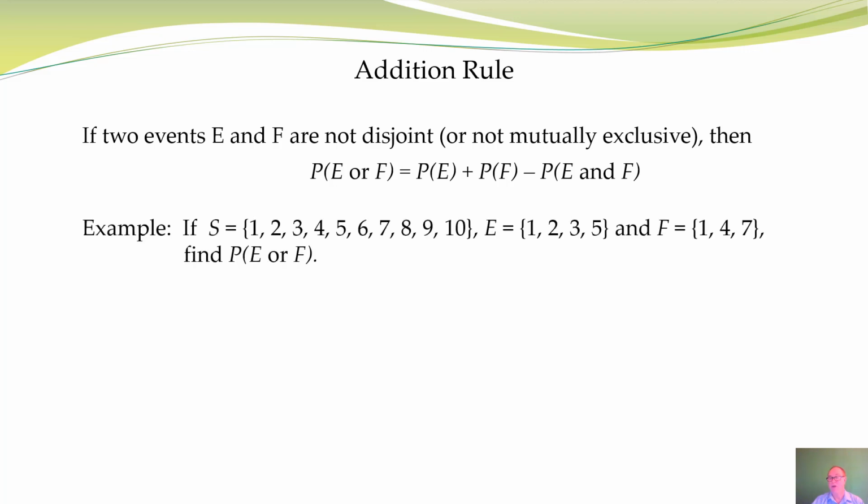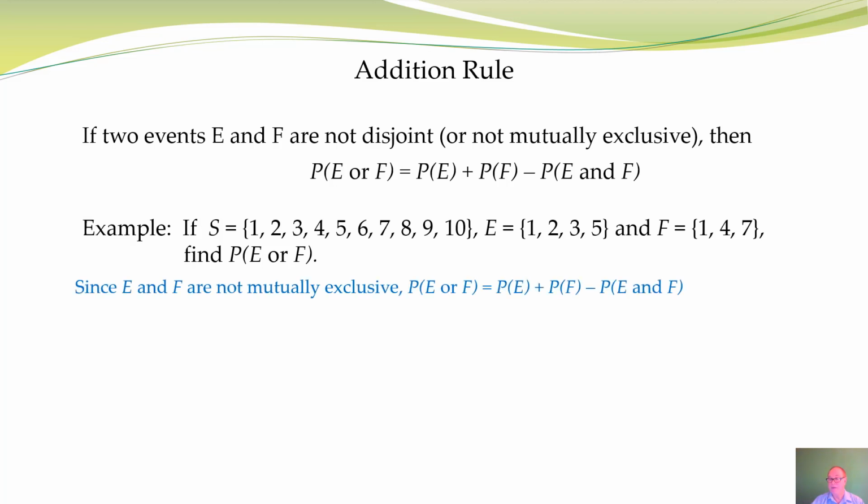So if S is the sample space, 1 through 10, E is the outcomes 1, 2, 3, 5, and F is the outcomes 1, 4, 7, find the probability of E or F. Well, we look at E and F. They are not mutually exclusive. So in this case, the probability of E or F is going to be the probability of E plus the probability of F minus the probability of E and F.